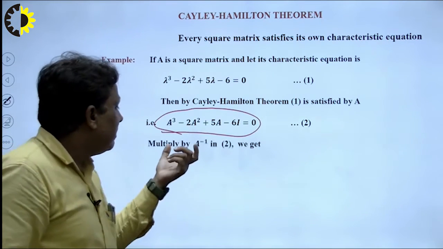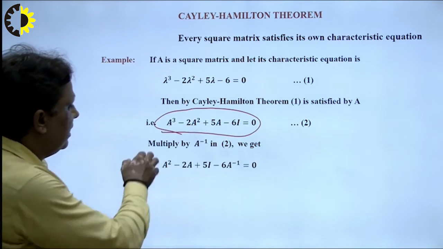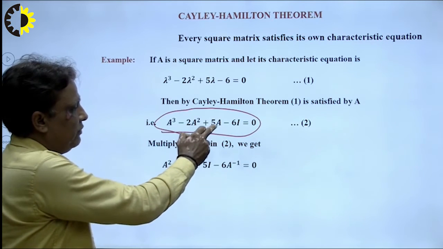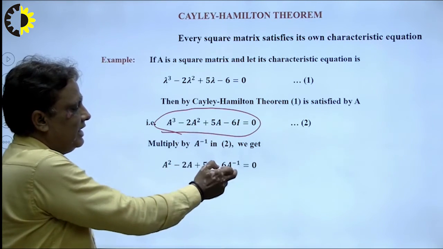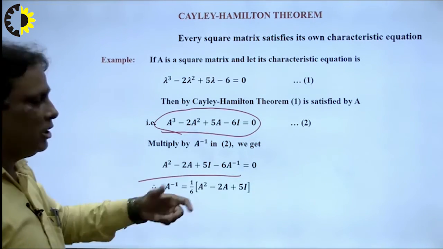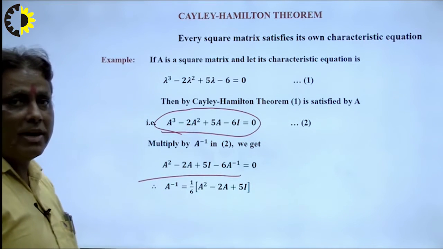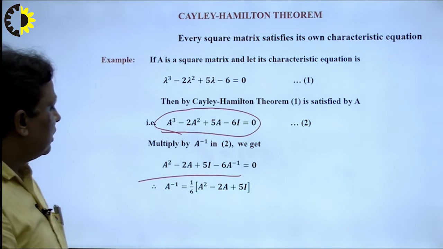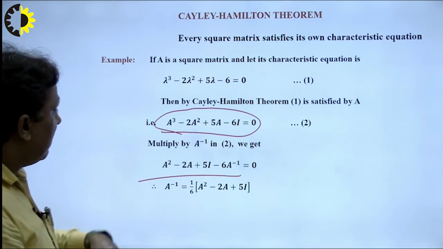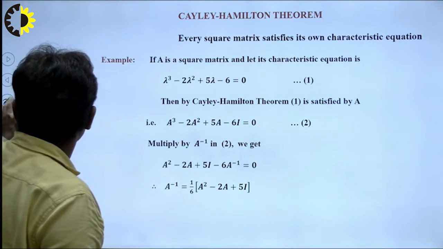So if we multiply by A inverse, what will be the result here? The result will be A cubed times A inverse gives A squared, 2A squared A inverse gives 2A, 5A A inverse gives 5I, and 6I times A inverse. So we multiply by A inverse. What will A inverse be here? A inverse is equal to 1 by 6 of (A squared minus 2A minus 5I). In this way we can calculate in a very short duration of time how to get the inverse and the power of a square matrix.